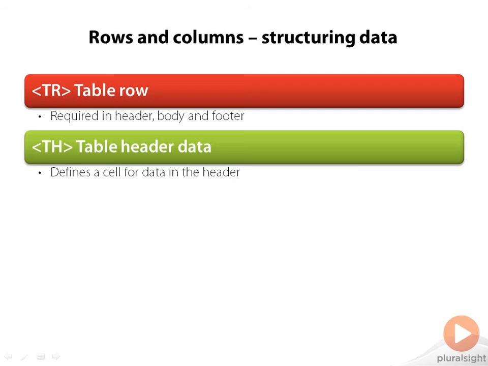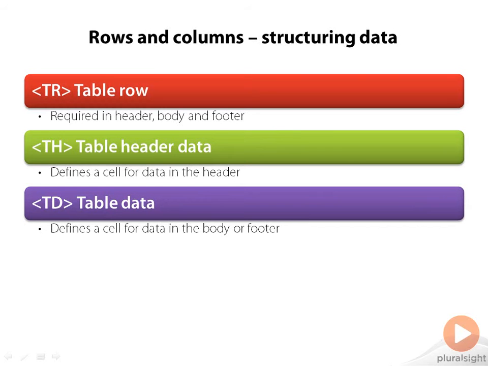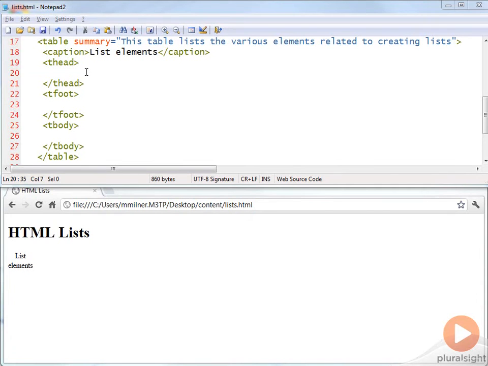Now in the header, we use the table header data element, or a TH, to define the individual cells within that row, or the individual columns, you can think of them, in that row, and that will be where we'll actually put the data that we want to show up in the header. In the body and the footer, we use the table data, or the TD element, and that's how we define the cell data for the body or the footer. So the TD and the TH are essentially the same thing, but we use the TH in the header to represent those header items. Let's go into our document here now.